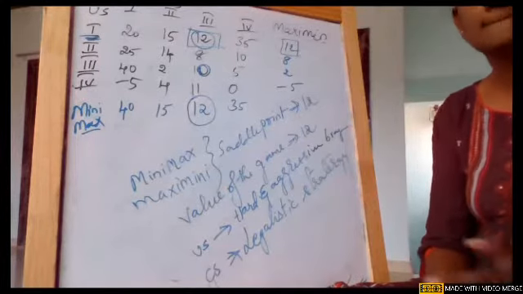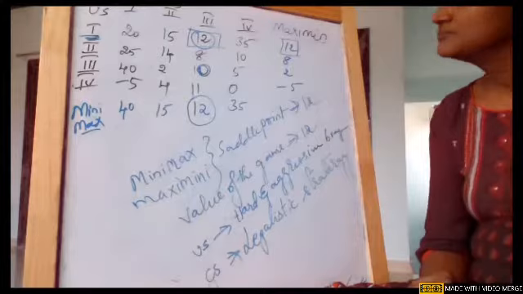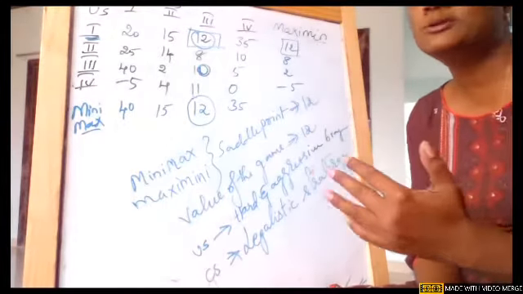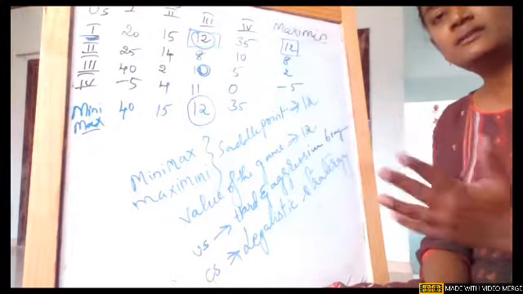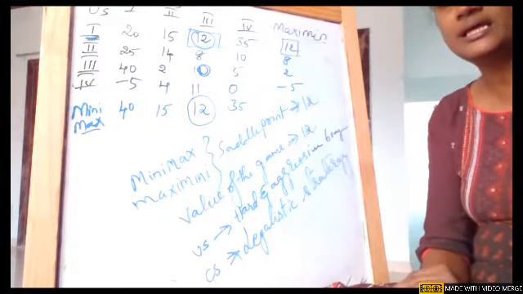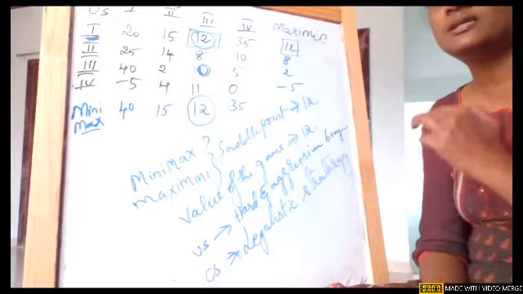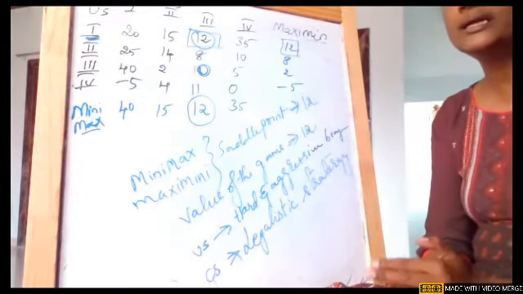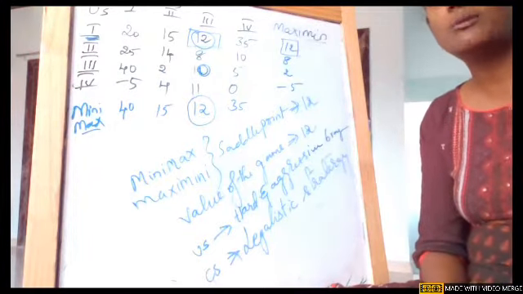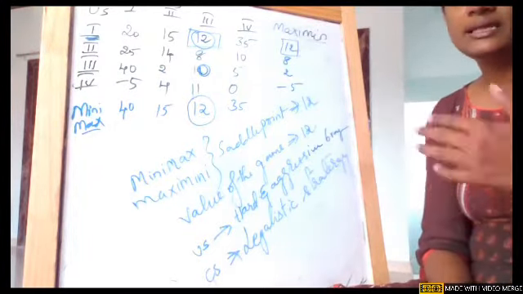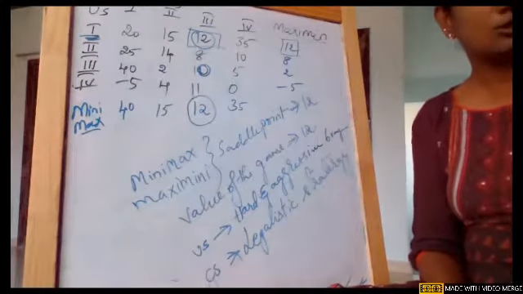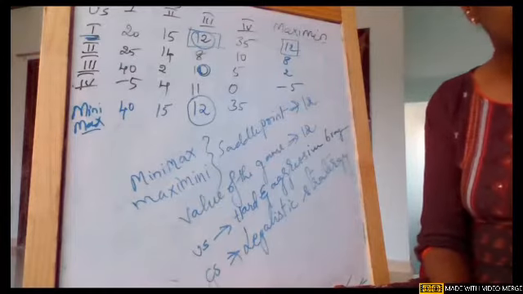Ma'am, if maximin and minimax are not the same? Then we will go to the next level. If we are not able to derive the saddle point, then we apply dominance. There are 3 levels in game theory. The first level is getting a saddle point. If you are not getting a saddle point, then I apply dominance. If even after dominance I'm not getting it, then I apply the algebraic method. These are the 3 methods we use to solve a game theory matrix.